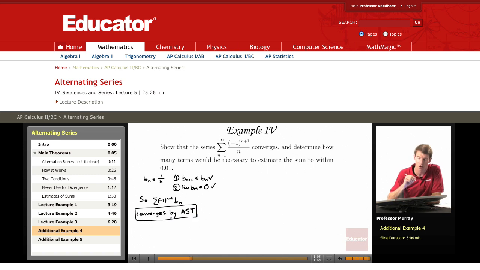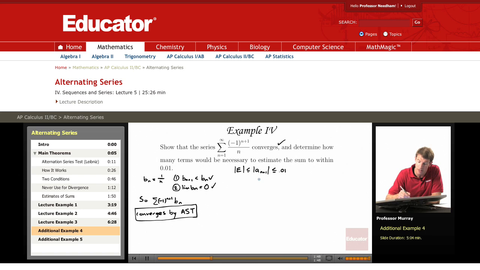So that's the first part of what we had to do there. We had to show that that series converged. And then we have to determine how many terms are necessary to estimate the sum to within 0.01. So remember, the error when you use the alternating series test is bounded by b_(n+1), the first term that you cut off. And so we want that to be less than 0.01.